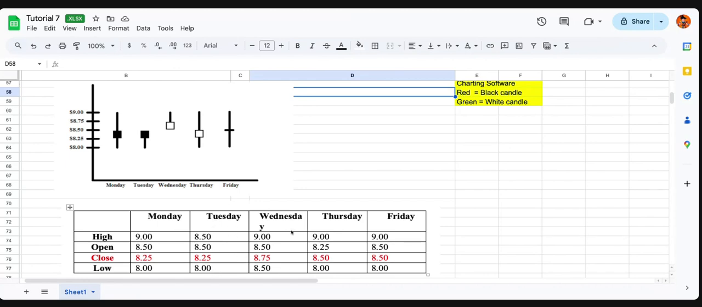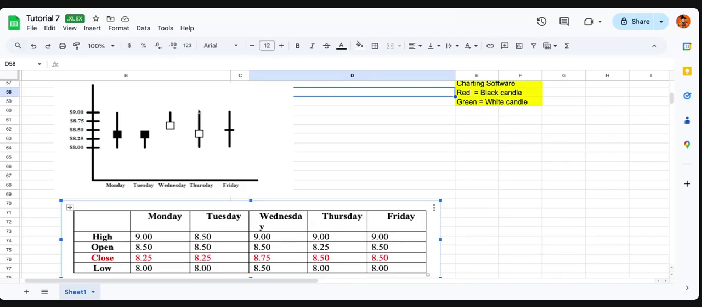So it's stated here. For Wednesday, the highest is 9. Lowest was 850, and the lowest was actually the opening. Opening, 850, and the lowest is also 850. Closing at 875, because it's a white candle, so the close will be at the top part of the candle body.